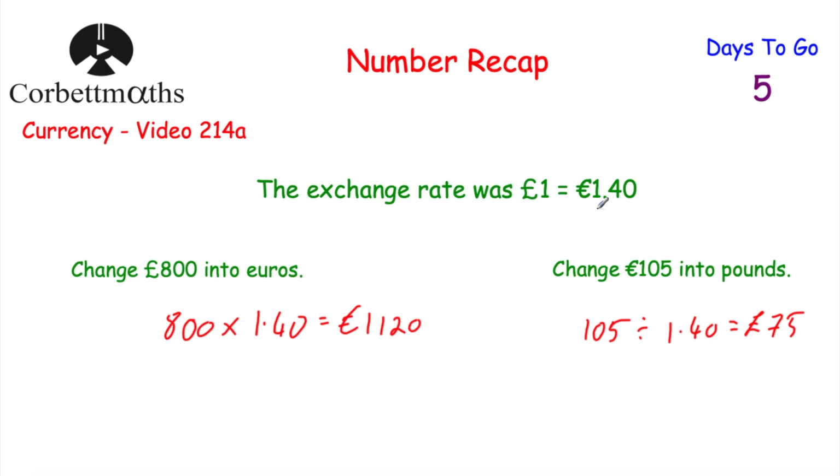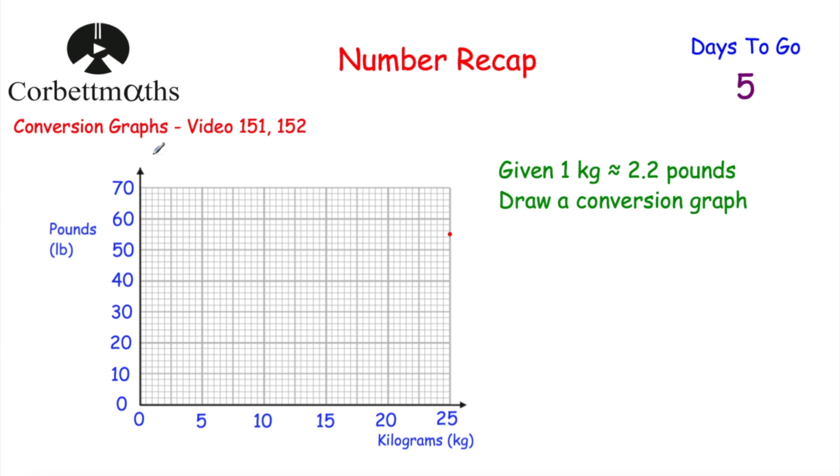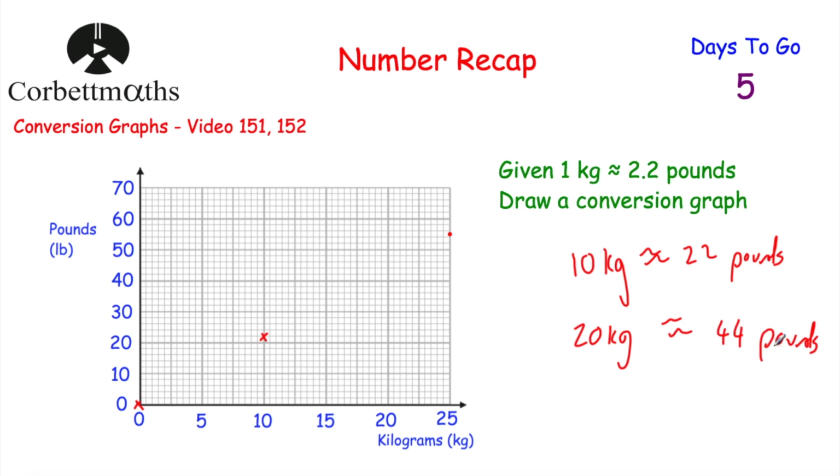So to change into the foreign currency, you multiply here, and then to change back we divide, and that's it. Okay, next, conversion graph. So with conversion graph, sometimes the conversion graph is drawn for you, or sometimes you've got to draw it yourself. Because we know that 1 kilogram is approximately 2.2 pounds, then we'd know that 10 kilograms would be approximately equal to 22 pounds. 0 kilograms would obviously be 0 pounds. So let's plot that one, 20 kilograms and 44 pounds, that would be there. And that's it. So that's how you draw a conversion graph.